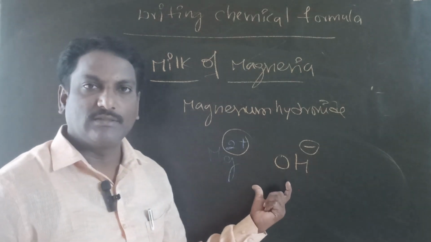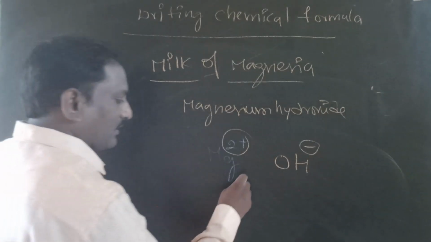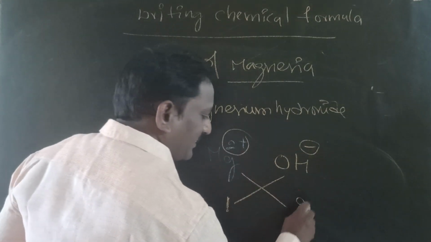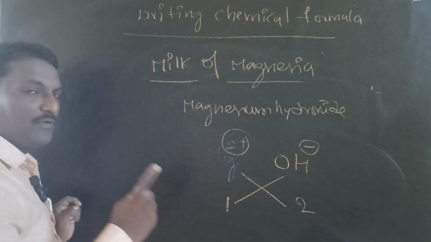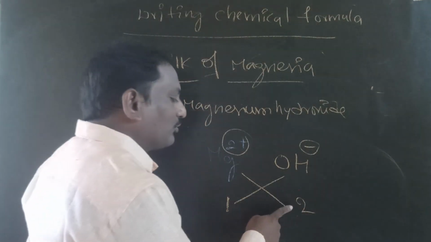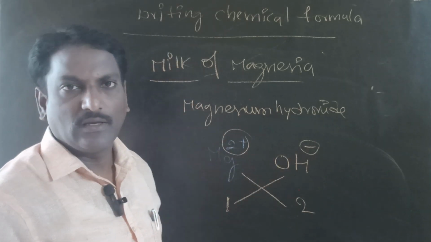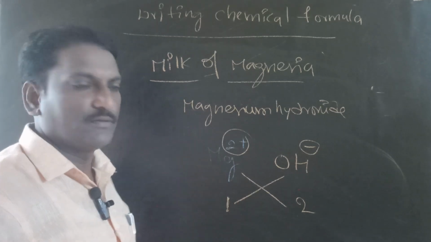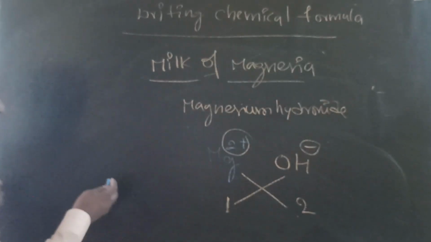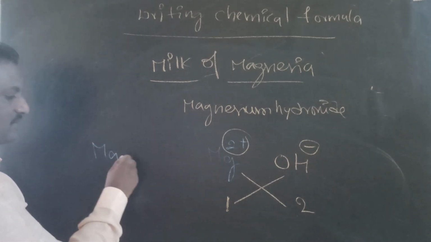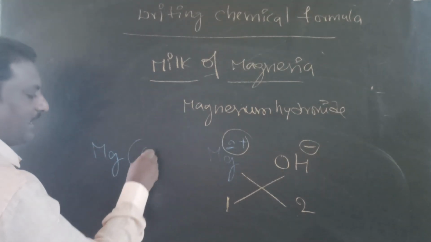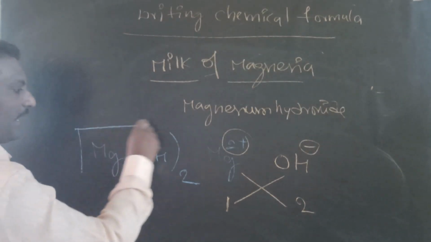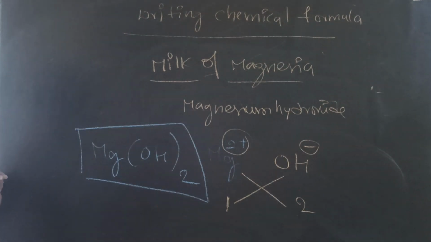So charges are imbalanced, so we need to crisscross this one, right? 1 must be placed here and 2 must be placed here. That means we require one magnesium ion to neutralize two OH minus ions. So the formula will be, let me write here, magnesium Mg we require 1 and hydroxide ions 2, OH taken twice, magnesium hydroxide.